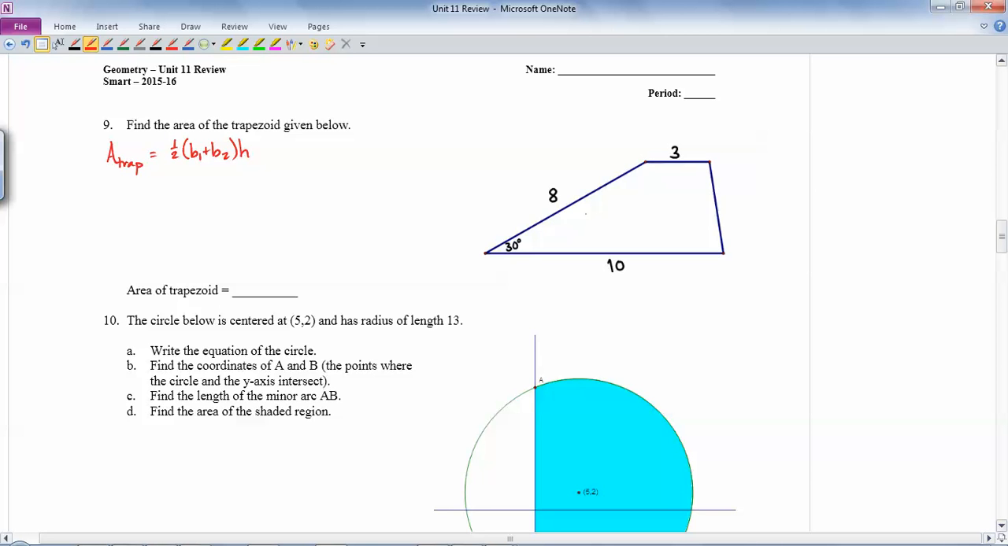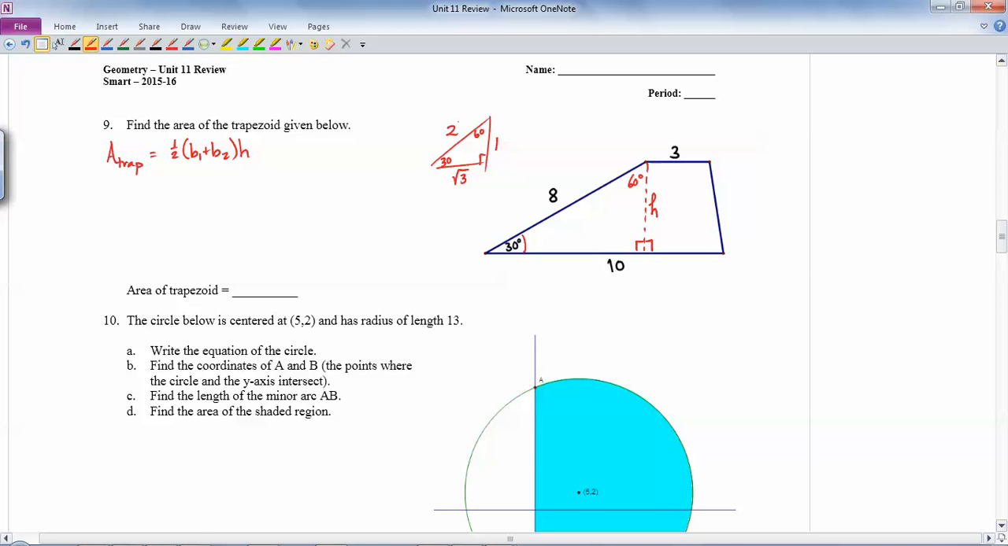Well, we've got the two bases, 3 and 10. We just need the height. So let me sketch in the height right here. We'll call it h for height. And notice what we end up with is a 30, 60, 90 triangle because I've got the 90 that I created, the 30 that's there, so this has to be 60. So if I sketch a basic 30, 60, 90 right here, the side opposite the 30 is 1, opposite the 60 is root 3, the other one's 2.